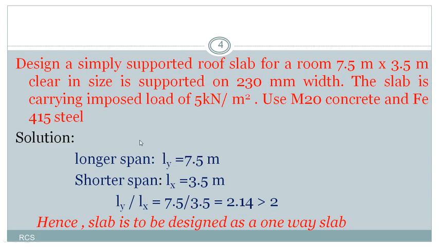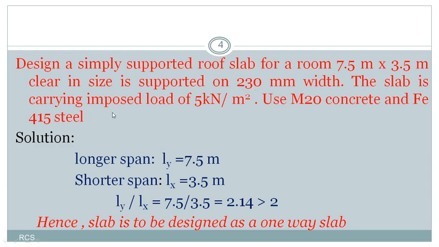Design a simply supported roof slab for a room 7.5 meters by 3.5 meters, clear in size. So it is a clear span. It is supported on 230 mm width. What is the width? That means the width of the wall on which the slab is supported. That is 230 mm.